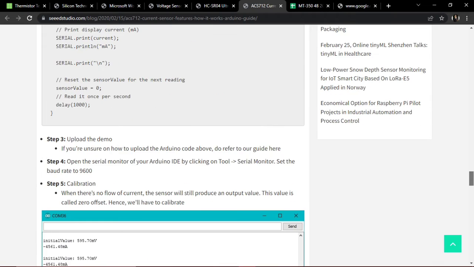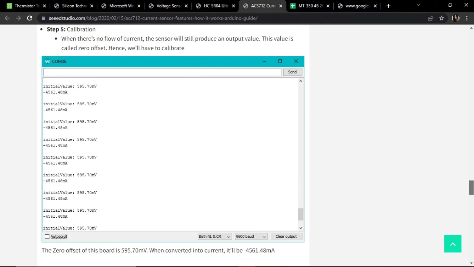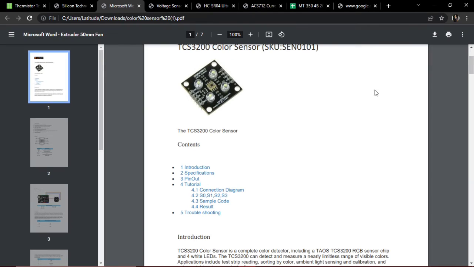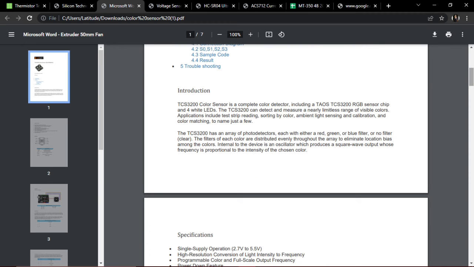So yes, thank you. The fourth sensor that I took is the color sensor, and the introduction to that color sensor is that it is a complete color detector, includes a TCS3200 sensor chip and 4 white LEDs. It can detect and measure a nearly limitless range of visible colors. Applications include test strips reading, sorting by color, ambient light sensing and calibration, and color matching, to name just a few.